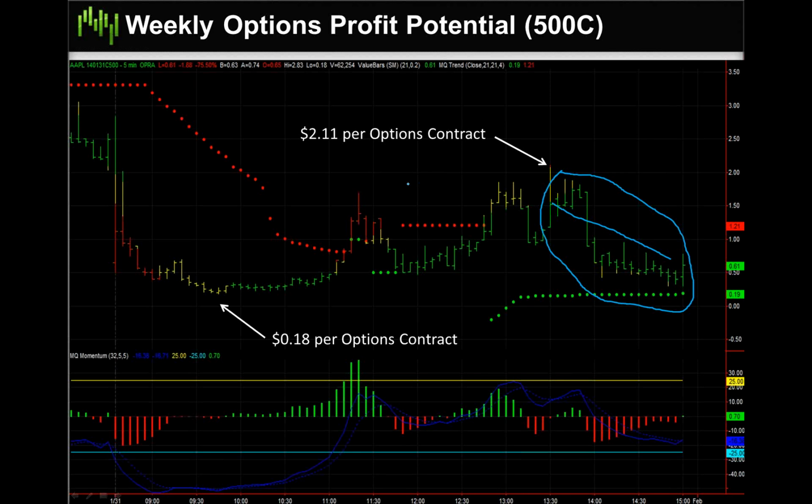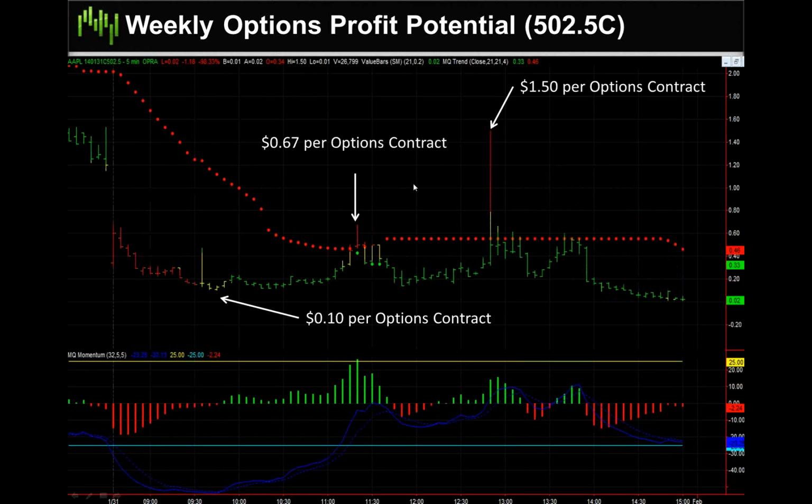All right, so let's take a look at another one here. This is actually an out-of-the-money call. Now what does out of the money, in the money, and at the money mean? This all relates to where your strike price is compared to where the price of the stock is.